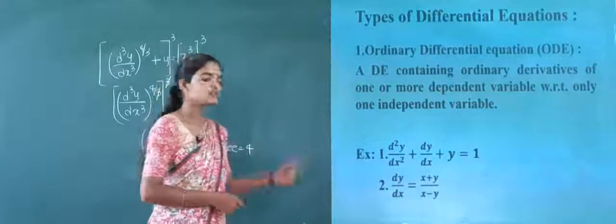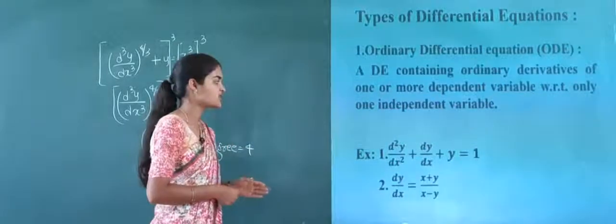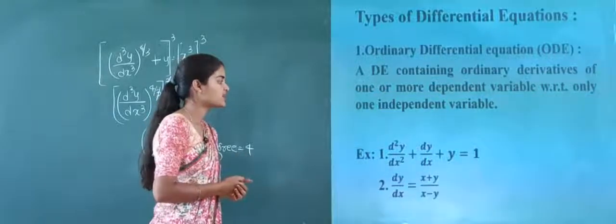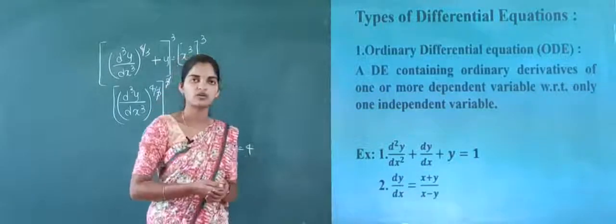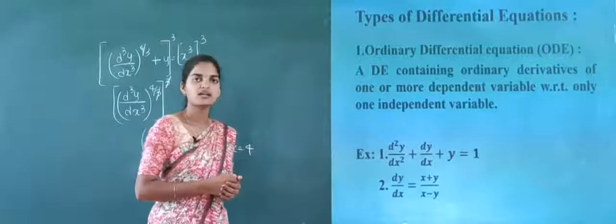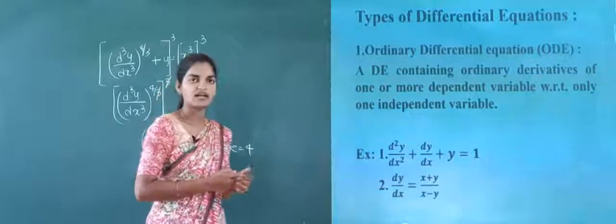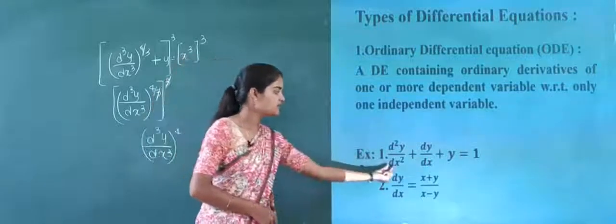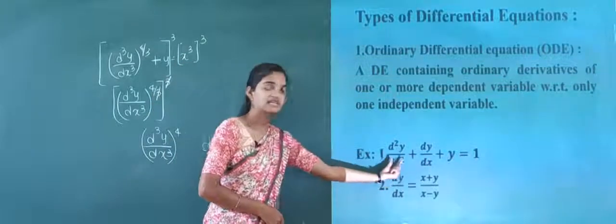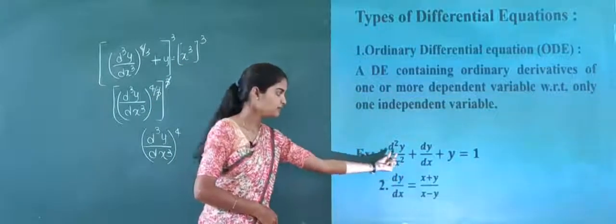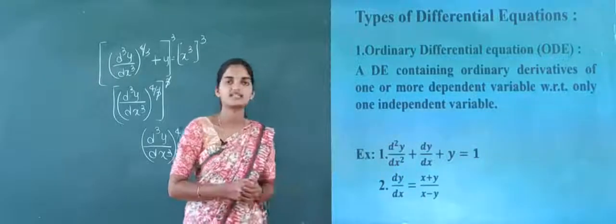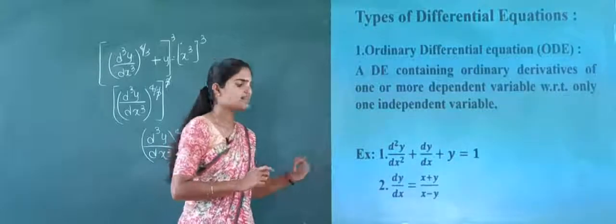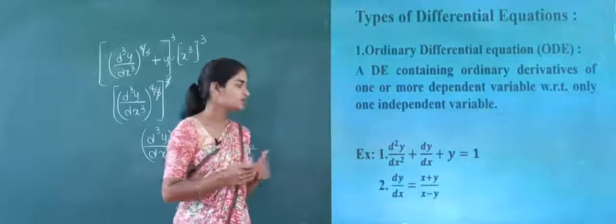So here I have taken the example. That is, first example is d square y by dx square plus dy by dx plus y is equal to 1. In this first example, the dependent variable is y and the independent variable is x. And see here, d square y by dx square is there, plus dy by dx plus y is equal to 1. Here only one independent variable, that is x, is there, and the dependent variable is also one.